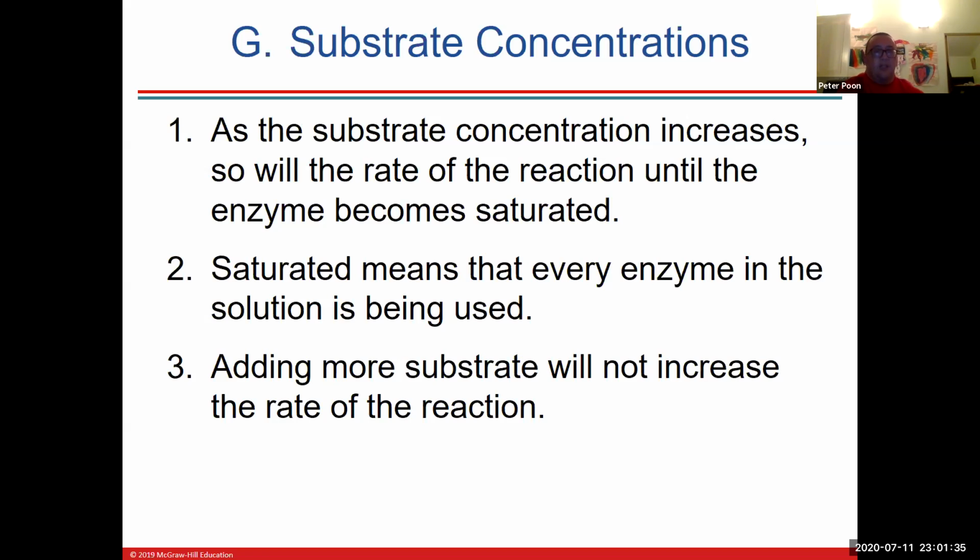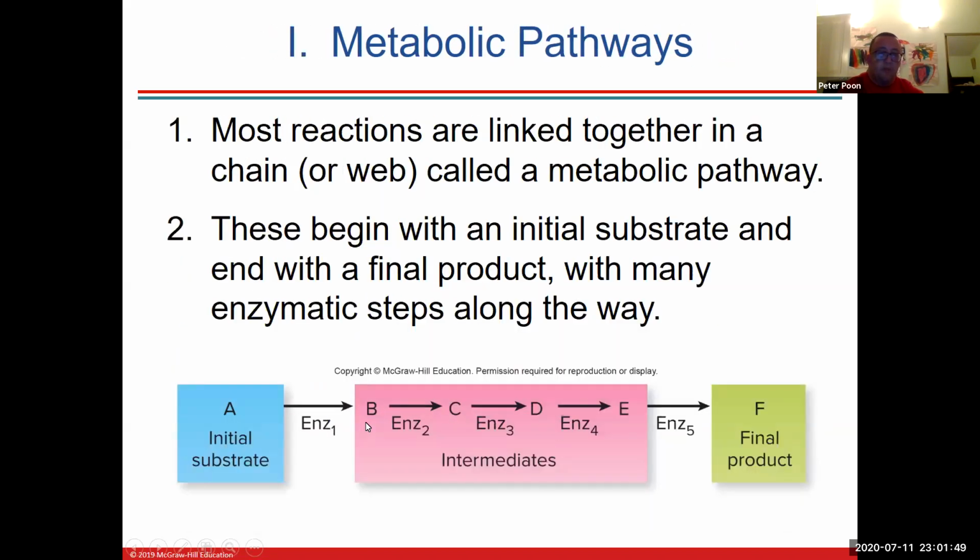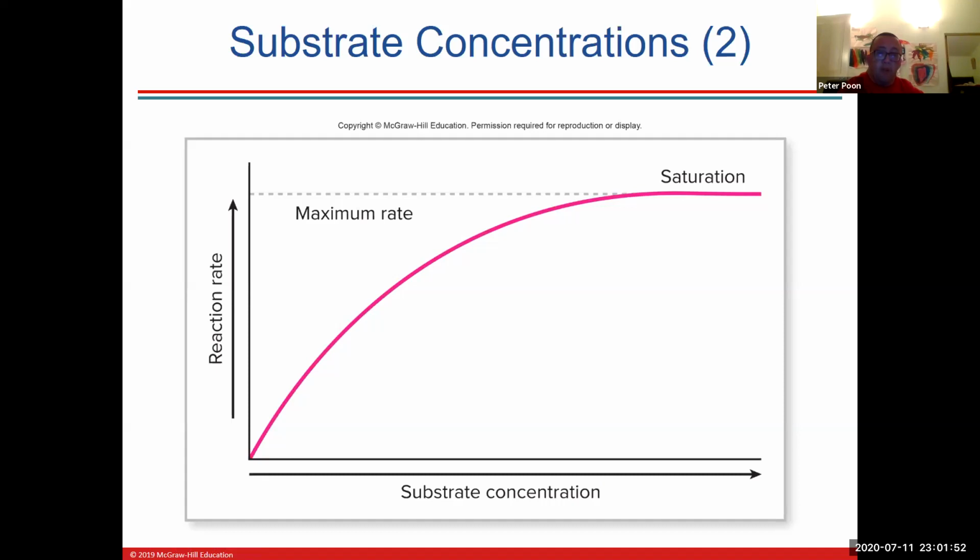Okay, so as the substrate concentration increases, the rate of reaction will increase until the enzyme becomes saturated. The more substrate you add, the reaction rate will go faster and faster until it reaches saturation. By saturation, it literally means every enzyme in the solution is working as fast as it possibly can. They're running into substrates as soon as they let go of the previous one.